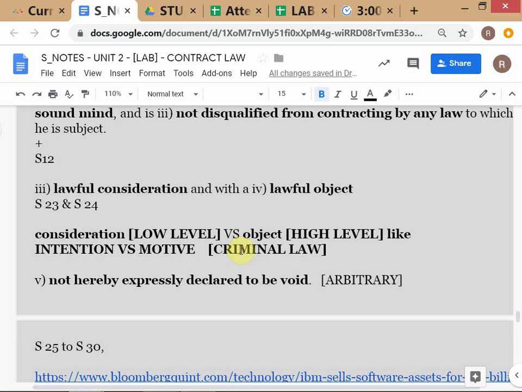And what is the motive? The motive is to claim the entire inheritance. Is this clear? So this is the distinction between motive and intention. Intention is low level, and very specific.